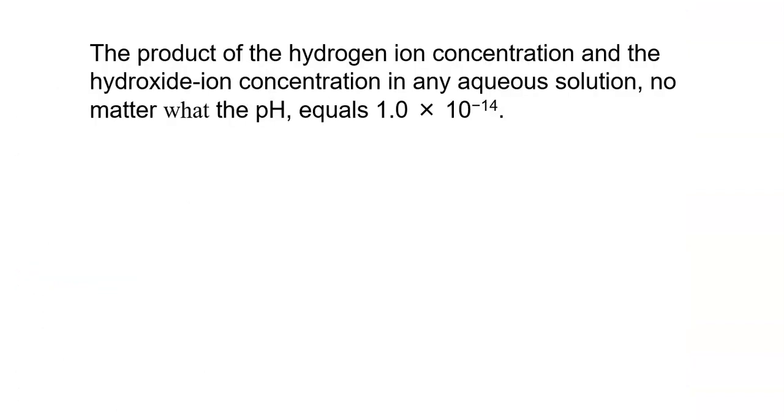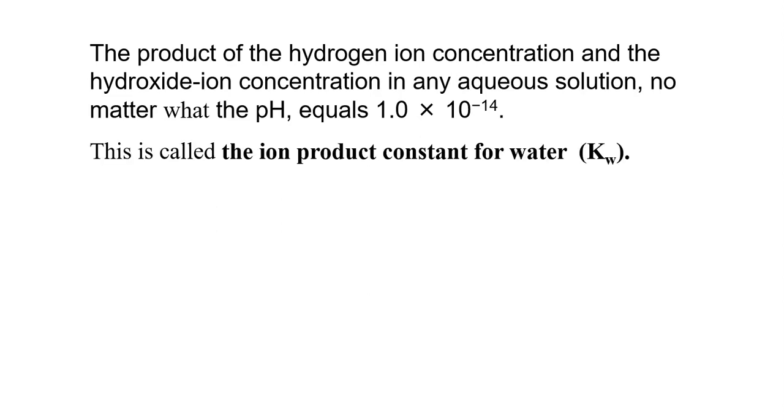Right. And one last type of problem that's very common we want to look at is based on a concept called the ion product constant for water. The idea is that if you have any aqueous solution, no matter what the pH is, very, very acid or very, very alkaline, the product of the hydrogen ion concentration and the hydroxide ion concentration is always going to be 1 times 10 to the negative 14th. Always. So that way, if they give you one or the other, the hydrogen ion concentration or the hydroxide ion concentration, you can always calculate the other one.